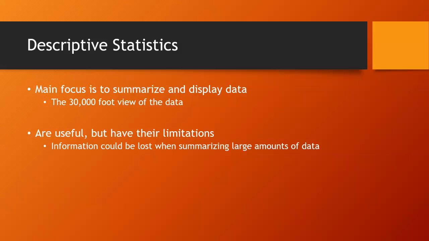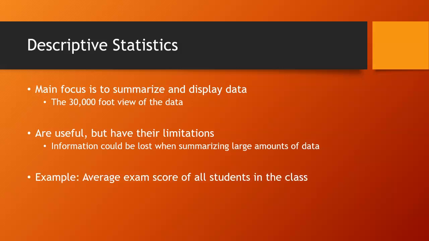When you're in the airplane looking out the window, you can see the city below you, but you don't see everything. So some information can be lost when you're using descriptive statistics. When it's such large amounts of data that you're trying to put into just one quick little summary, you're not going to be able to show everything.